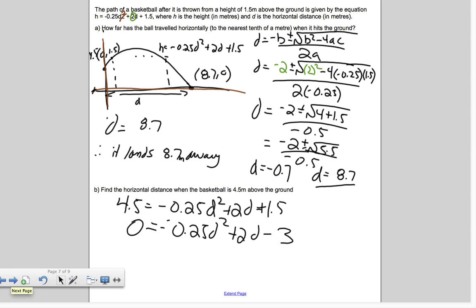Now you go off to solve that quadratic equation with the quadratic formula. You will get two answers for d which are valid. Both of your answers for d should be positive, because there are actually two points when I shoot it away from me. When it's going up, it's going to hit 4.5 meters. When it's coming down, there'll be another point when it hits 4.5 meters high. So there are two valid answers for this one.